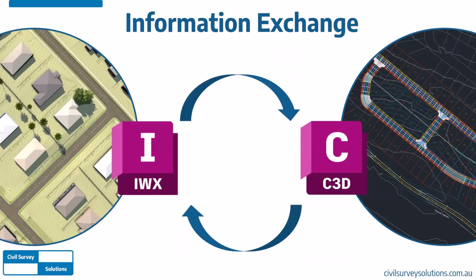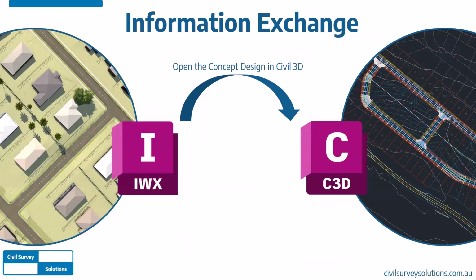Where we've left off from part one is that we have our concept design. So first thing is, let's get that concept design over into Civil 3D, and then we can start from there to do our detailed design.